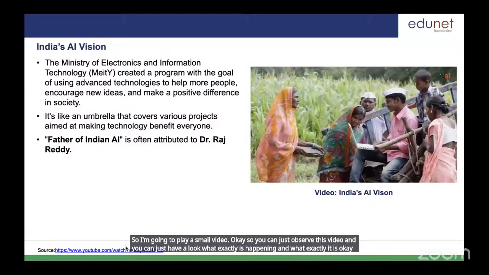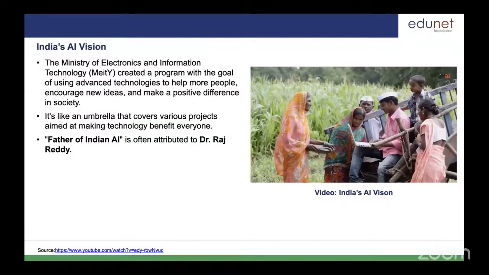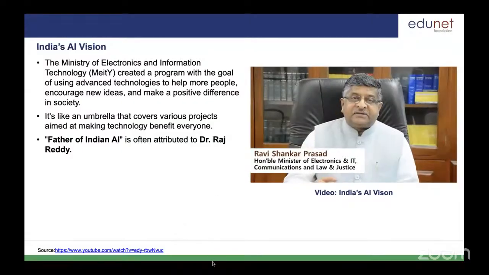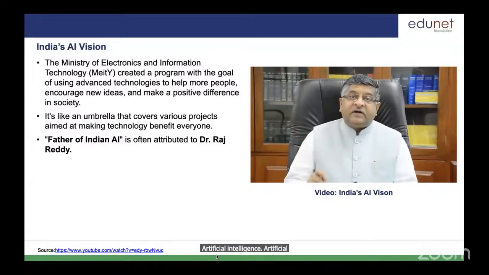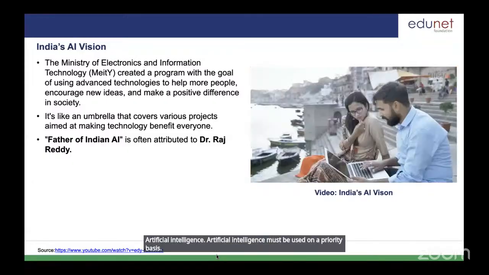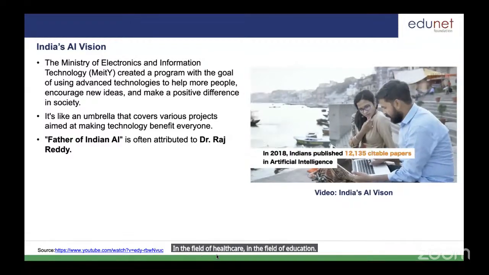Technology is changing so fast. Not very far is the day when artificial intelligence will dominate. Artificial intelligence must be used on a priority basis in the field of healthcare, in the field of education, in the field of agriculture.